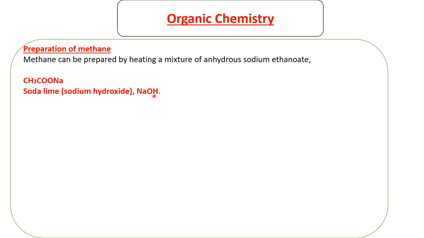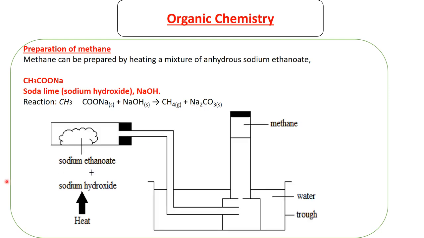Now what happens, the reaction is this. Sodium ethanoate, these are supposed to be connected here, sorry. So sodium ethanoate reacts with sodium hydroxide to produce methane and sodium carbonate. The apparatus for this reaction is this. So sodium ethanoate and sodium hydroxide are heated. The sodium carbonate that's going to be formed is a solid, so it will remain here.